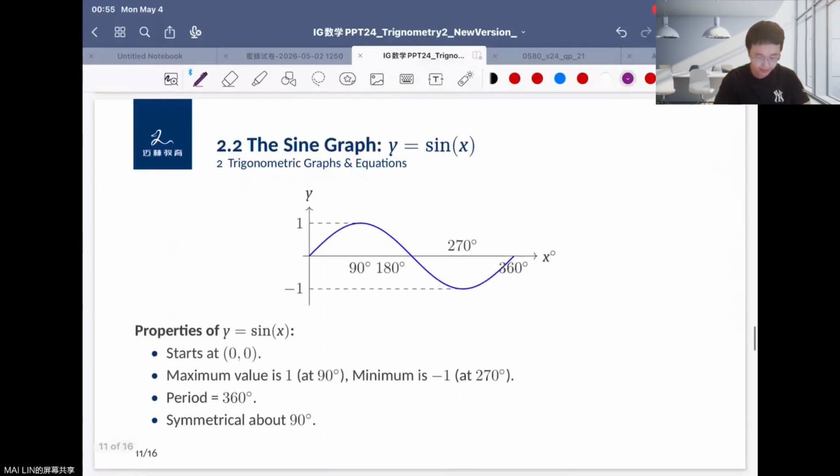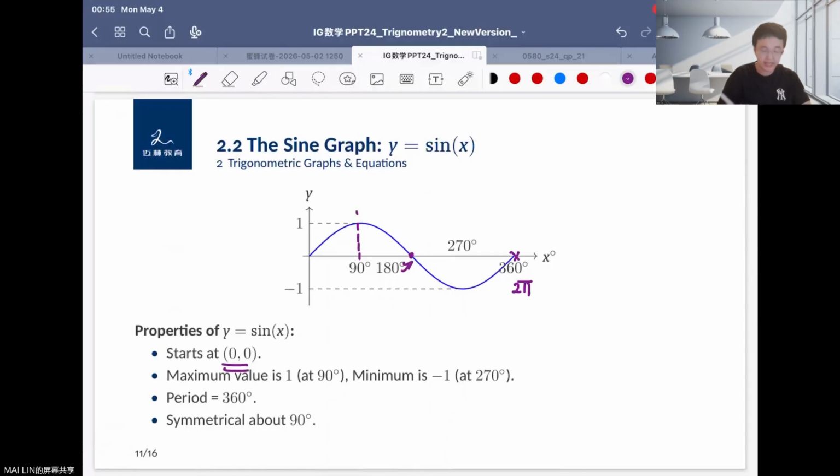And here is a sine graph. You can find here we have a simple period of 360 degrees. We can also call this 2 pi. So we can say 1 pi equals 180 degrees. And here is a symmetrical line. Here is 90 degrees, and here is 180 degrees. So there are some properties for y equals sine x.